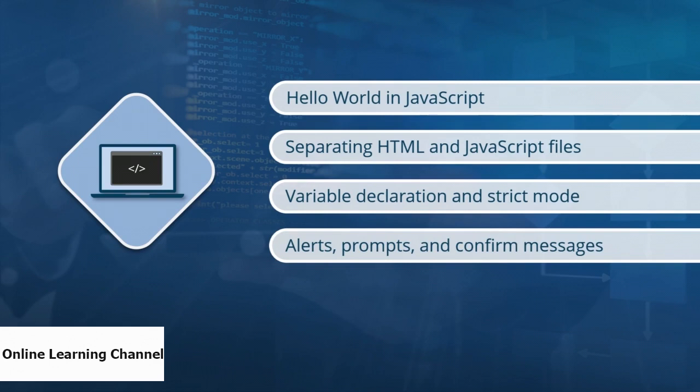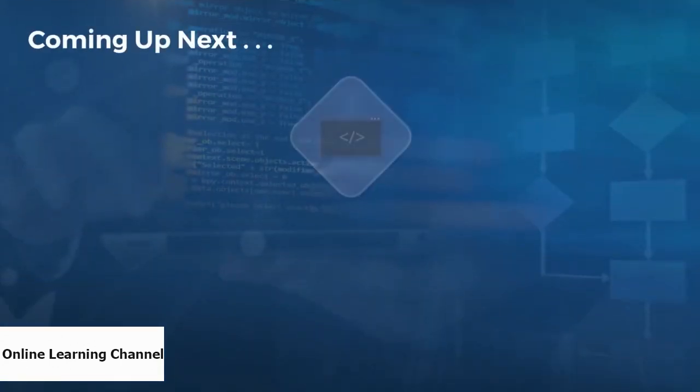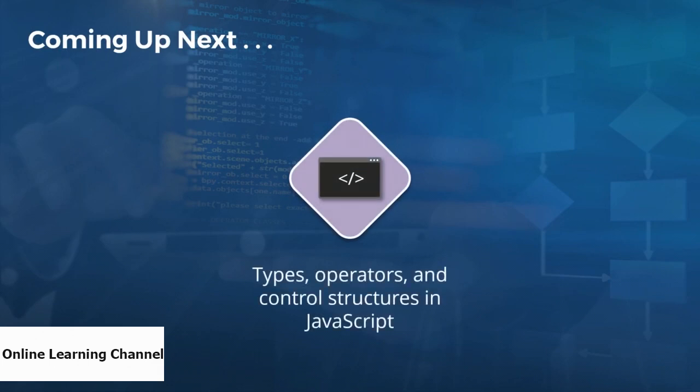Finally, we explored the use of alerts, prompts, and confirm messages for your app in order to interact with its end users. At this point, you have tested the waters when it comes to JavaScript development, and you can move on to a course where you are exposed to some more features of the language. These include types, such as numbers and strings, arithmetic and logical operators, as well as control structures such as if-else blocks and for loops.